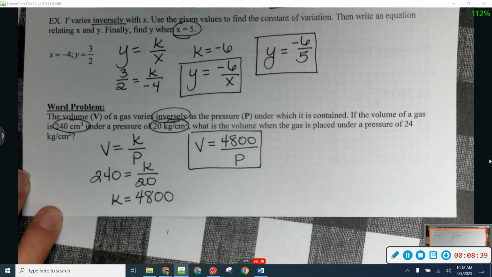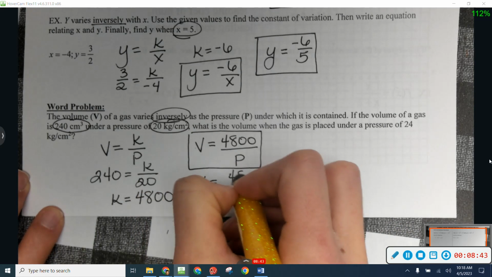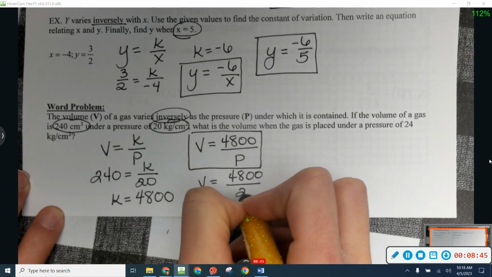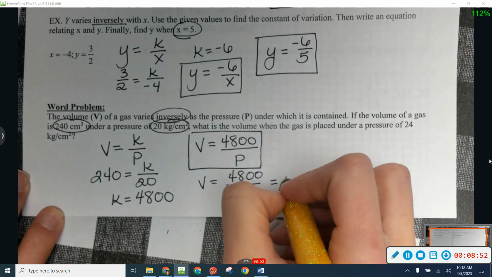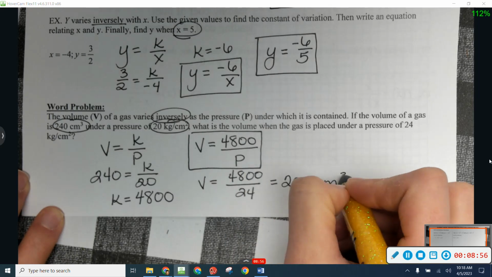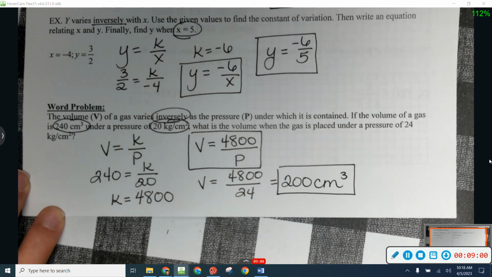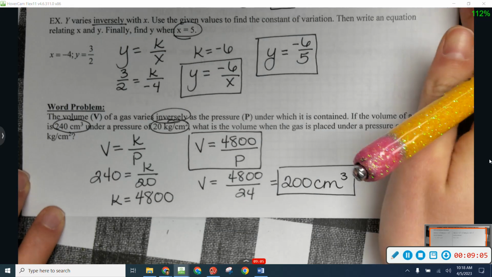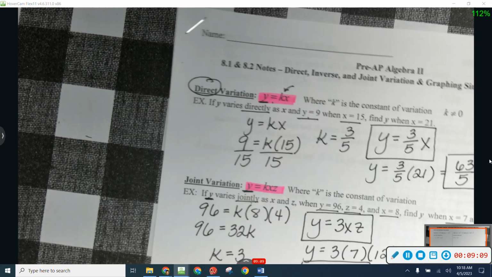So what is the volume if the pressure is 24? Two hundred what? Make sure you have your units if you're doing a word problem. Okay, we good with that? Alright.